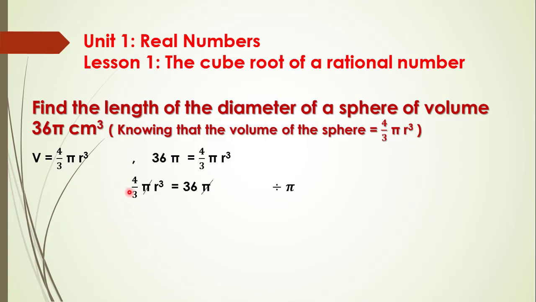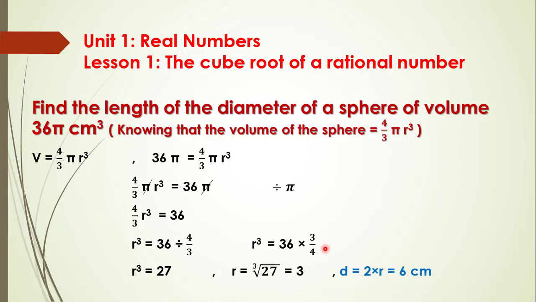Now we have a new equation. 4 over 3 r to the power 3 equals 36. I want r to the power 3, so I'll divide by 4 over 3, or multiply by 3 over 4. So r to the power 3 will be 27. I don't want r to the power 3, I want r only. So I'll take the cube root. r equals 3. This is the radius, but here I want the diameter. Find the length of the diameter. So I'll multiply by 2. 2 times 3 equals 6 centimeters.